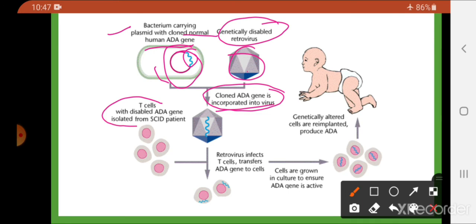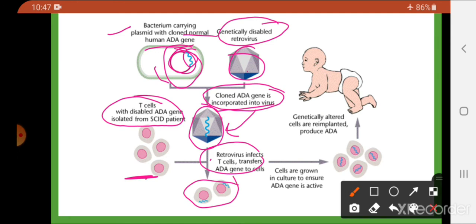Now, the T cells with the disabled ADA gene. Now, जो पर्सन को स्किड पेशेंट है जिसमें ADA डेफिशिएंसी है उसके लिम्फोसाइट्स को आइसोलेट करते हैं. Okay, now and this is what कि ये जो क्लोन्ड ADA जीन वाला जो प्लाज्मिड है उसको हम कहाँ पे इंट्रोड्यूस करते हैं, रेट्रोवायरस में. Now the retrovirus will infect the T cells and will transfer the ADA genes into the cell. So आप देख सकते हो कि ये lymphocytes है जिसमें ये genes क्या हो गई है, एंटर हो चुकी है.